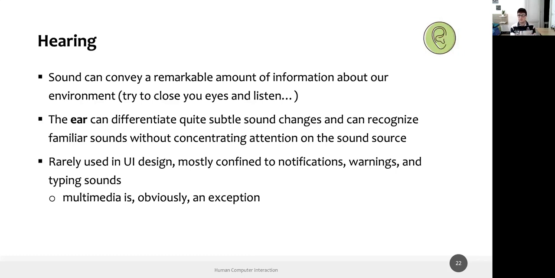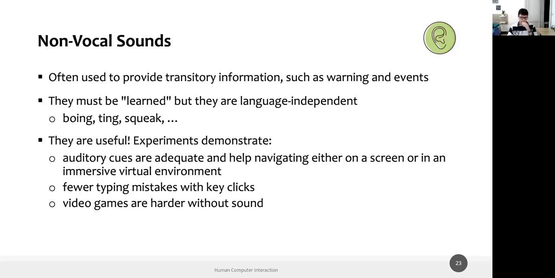Obviously, multimedia, video games, videos, and so on are all an exception to this, and virtual reality in part is an exception too, because obviously sound and hearing are more involved in the process. But graphical user interfaces on smartphones and computers don't rely a lot on hearing, even if, again, for us as humans, hearing has a good presence in our life as a sense for understanding. And hearing can be split into non-vocal sound and voice and speech.